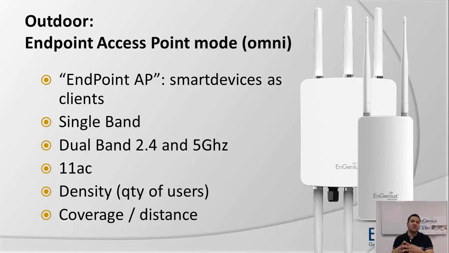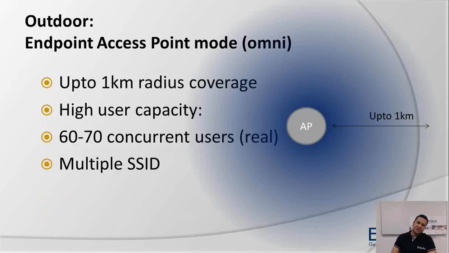Based on the coverage and density, you can select the model and quantity of the access points. As an omnidirectional endpoint access point, EnGenius can offer up to 1 kilometer radius coverage. With our access points, we are able to cater 60 to 70 users per radio, depending on which model you are using. We have multiple SSIDs, so you can even divide your same wireless network into separate groups, and we have many other advanced features.